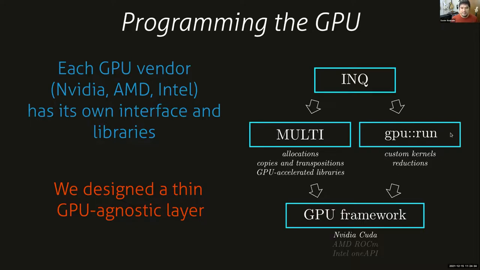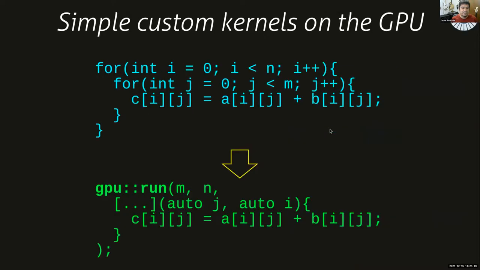For that, we created this very thin layer that we call GPU run. It is a very simple way of running kernels that is abstracted from the lower level. And it's much simpler than, for example, calling a CUDA kernel. CUDA is a bit tricky to call because you have to write a separate kernel and call it on something, so you end up writing a lot of code just to run CUDA. This sits on top of CUDA and allows us to run simple kernels. Right now we support CUDA, but the idea is to support other APIs from AMD and Intel in the future, and the changes we will have to make are minimal and don't really need to change INQ.